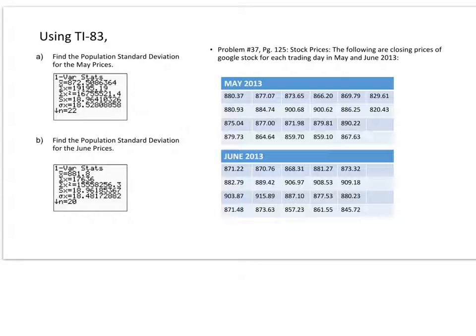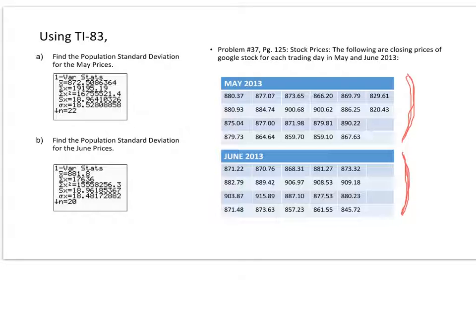So in this case, for May, this is all the trading days in May. So we can look at that as a population of all the data for the closing prices of Google in May. In June, we can look at this as all of the trading day prices in June of 2013. So if we've defined our universe very narrowly, we can now make them populations. And the question in this particular problem asks, find the population standard deviation for the May prices.